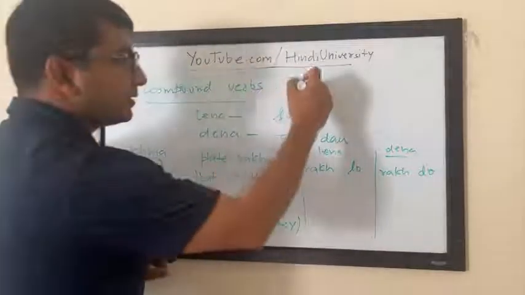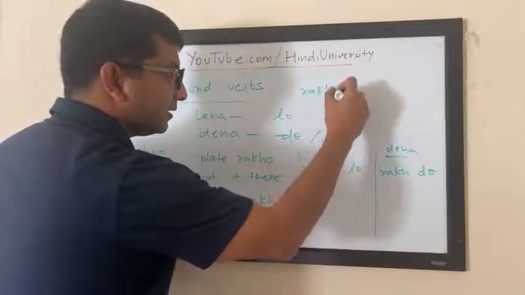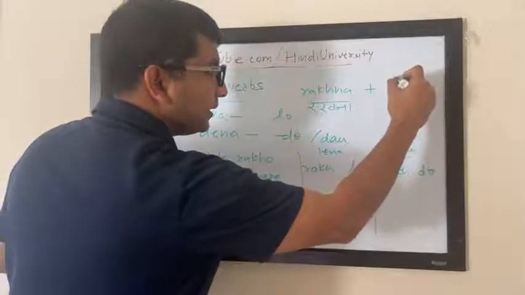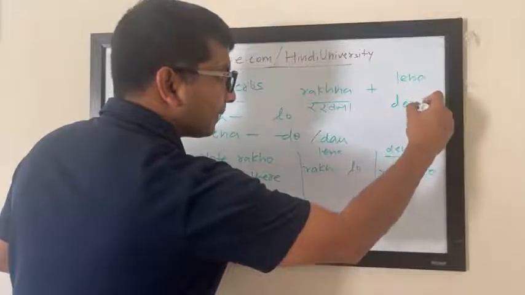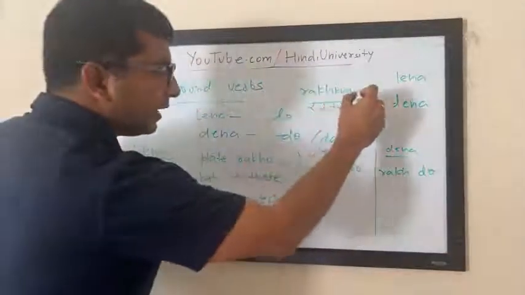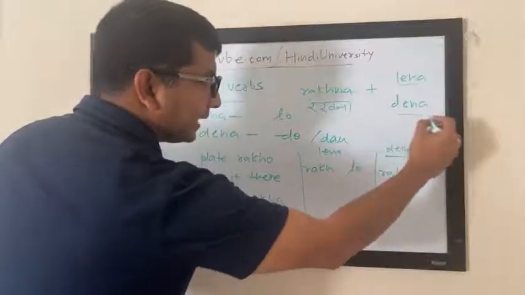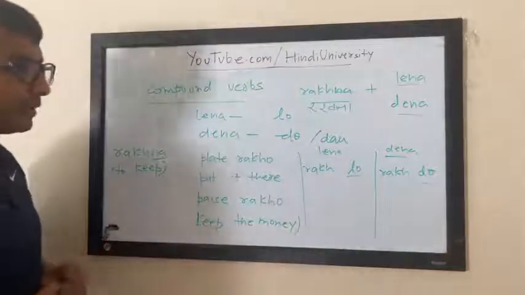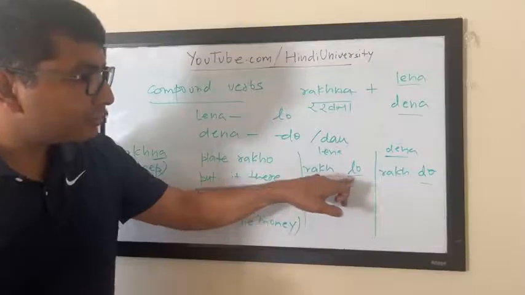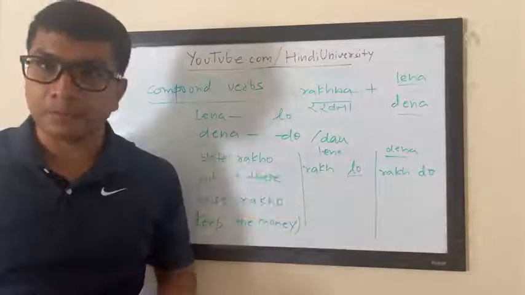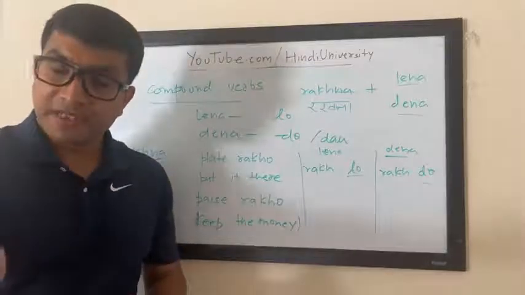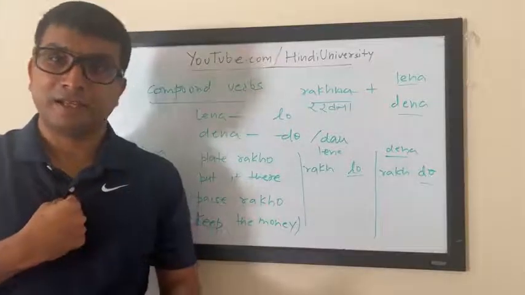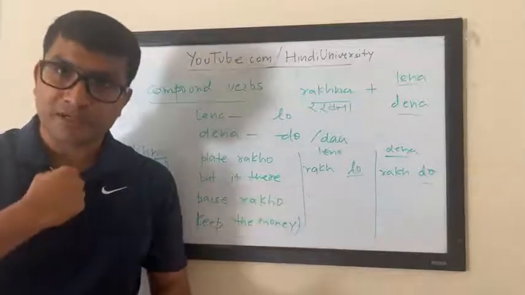Two verbs are there: rakhna, which is used with Lena and Dena. We are removing the na and using the form of Lena and Dena, and because we are using the imperative form, we are using Lo and Do. As I said, they are losing their meaning. There is no notion of Lena and Dena, but typically, when we take Lena, it's coming to me. The action is coming to the subject.